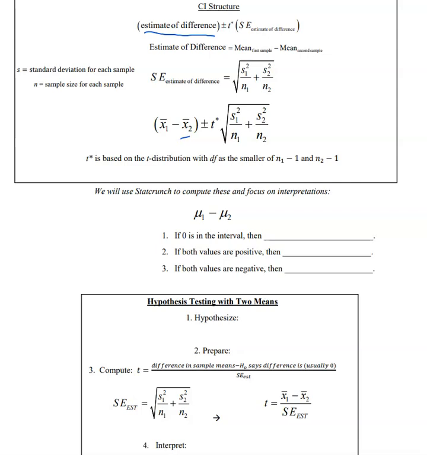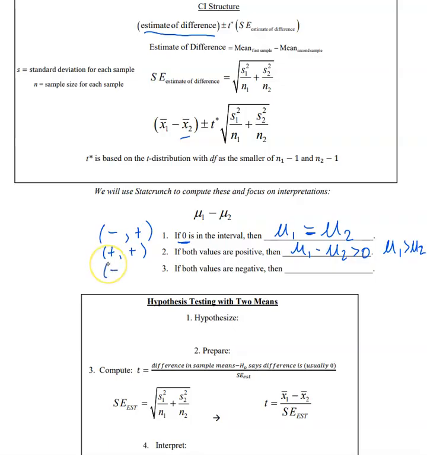So if 0 is in the interval, so remember that would be like if the interval goes from negative to positive, then that means that mu1 and mu2 are probably about the same. There is no significant difference between the two groups because 0 is in the interval. On the other hand, if both values are positive, so like if you have a positive interval, that would be the case where mu1 minus mu2 is positive, and that would represent the difference. Or you could think of it as mu1 is greater than mu2. In general, there's a significant difference and mu1 is probably higher.